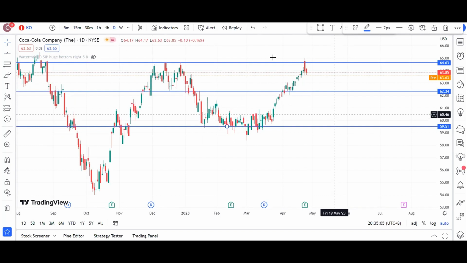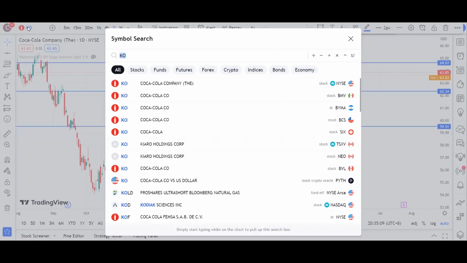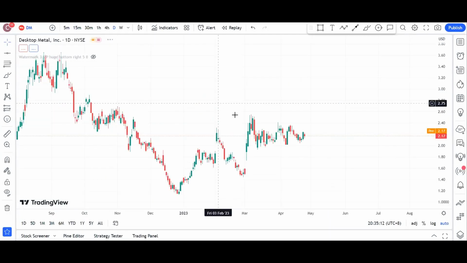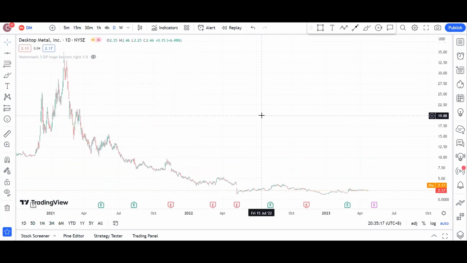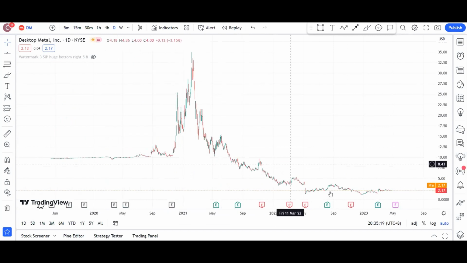Next will be DM. Okay, Desktop Metal. Desktop Metal generally is in a very strong bearish trend. So often when I look at such counters, I usually avoid them, because price movements are generally driven by market sentiment and demand. Price is only moving down because either this counter is not popular or there's no demand for it.